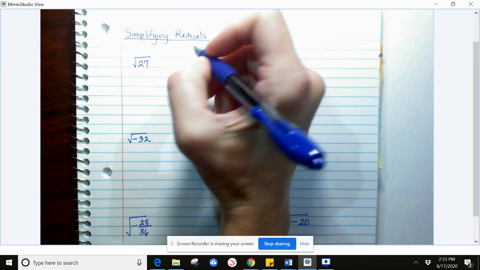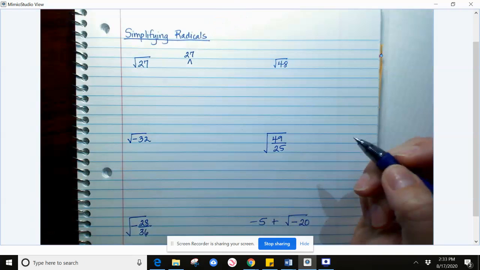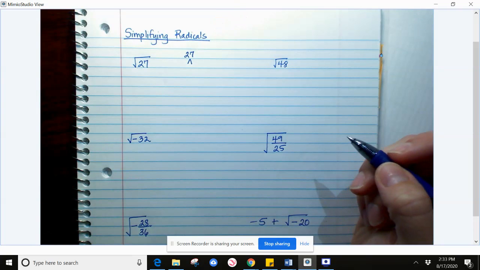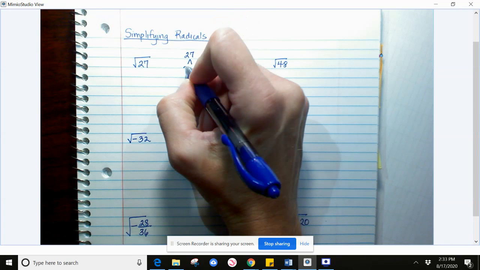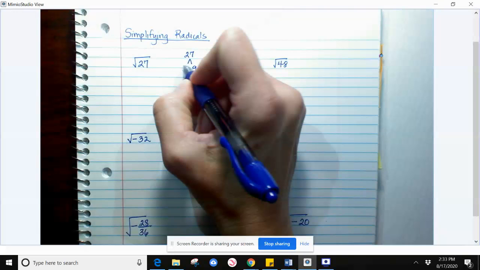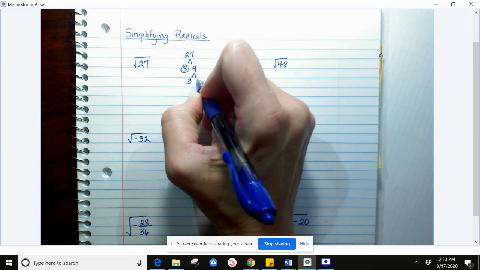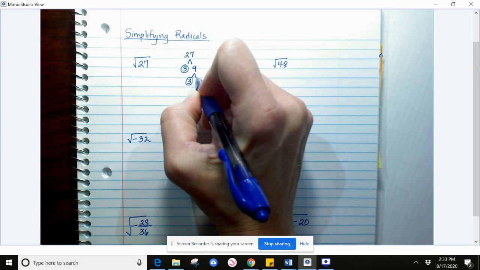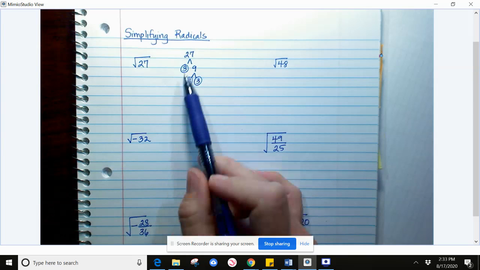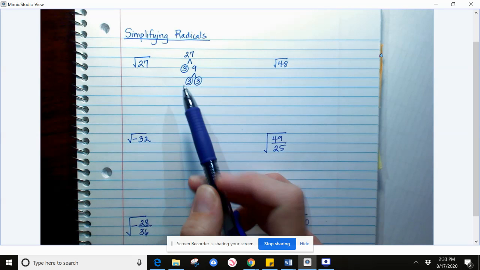I like to look at the factor tree of the number that's under the radical. So 27, you can break that down any way you want. Let's just do 3 and 9. And every time you get to a prime number, we want to circle that. 3 is prime, so we'll circle that, and then 9 can break down into 3 times 3. So what this is saying is that 3 times 3 times 3 is 27. So those are the prime factors of 27.